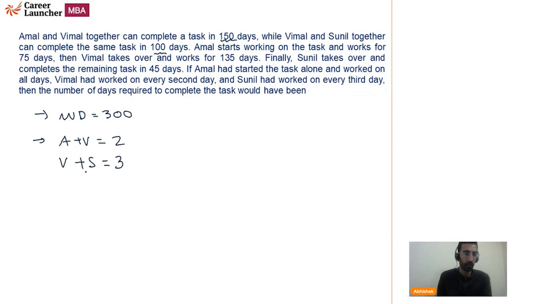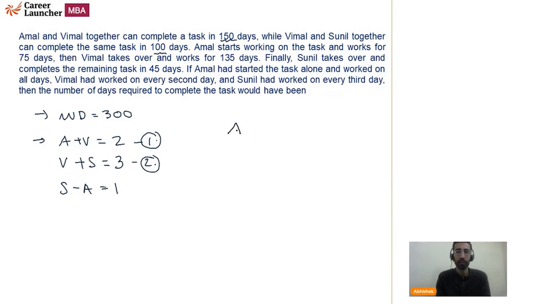And from here, you can eliminate V and find out that S minus A comes out to be 1 unit, or S is 1 plus A. If I subtract from the second equation the first equation, I'll get S minus A equal to 1. Fair enough. And then let's use that bit of information in how they actually work.